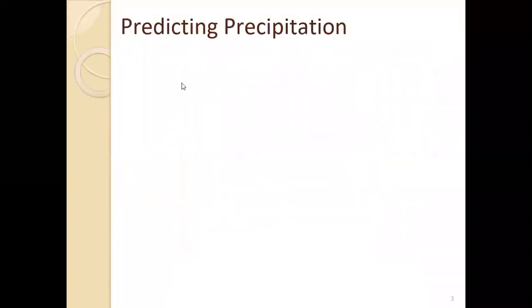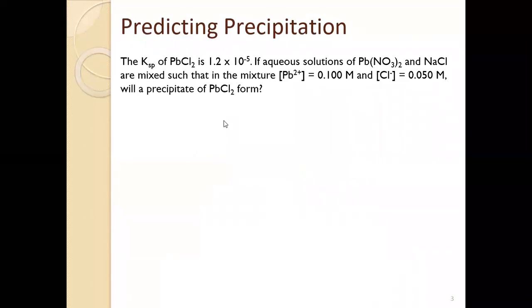So if we get to the last section of this chapter, a skill we want to be able to learn is how to predict precipitation events. In other words, for example, if we have a lead 2 chloride solution, and we're told that the current lead concentration is 0.1 molar and the current chloride concentration is 0.05 molar, under those conditions, do we expect a precipitate to form?